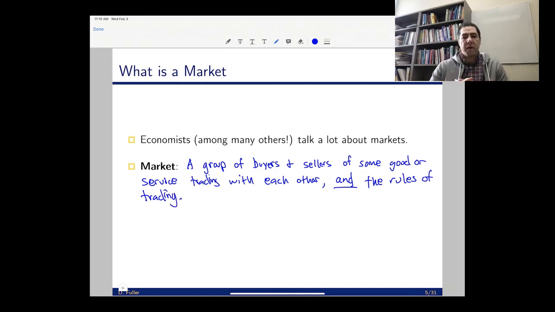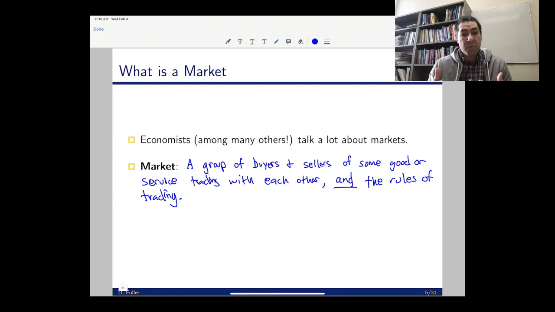Right? And so now most of the time the rules are pretty straightforward. So if you go into a grocery store, the rule is whatever you put in your cart and want to leave with, you have to stop and pay for at the cashier. Same thing if you buy something online at Amazon.